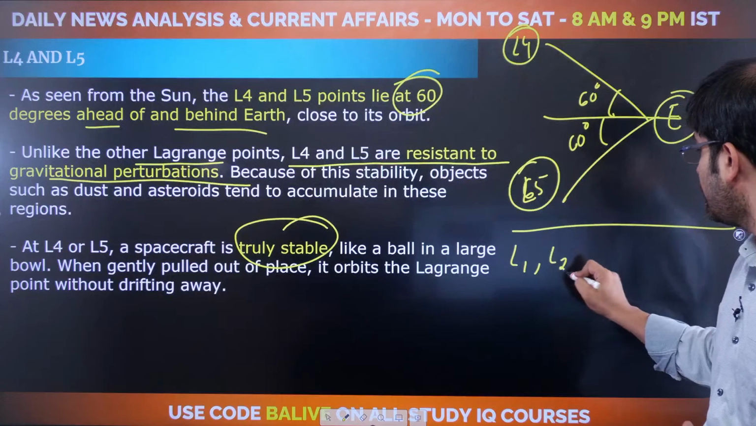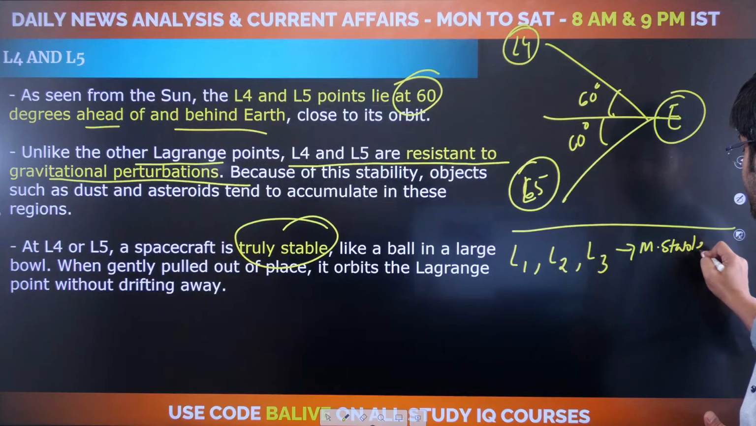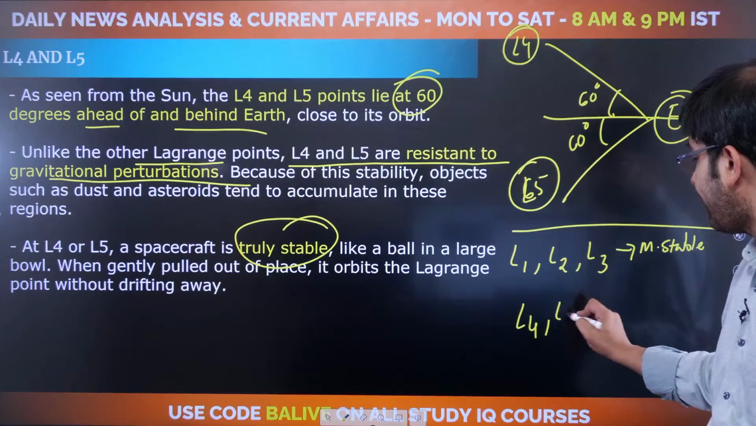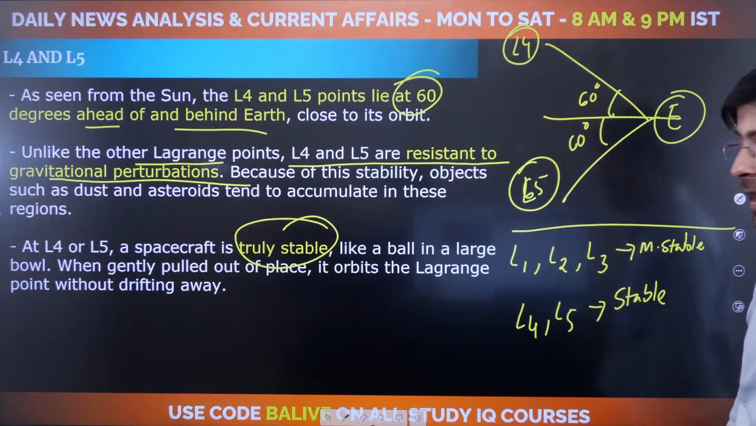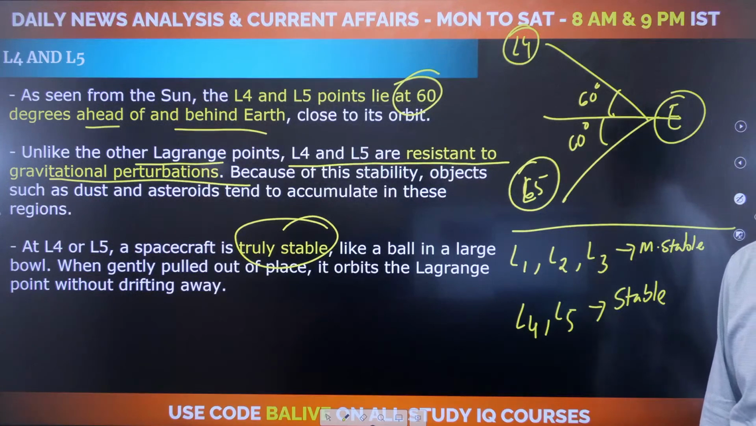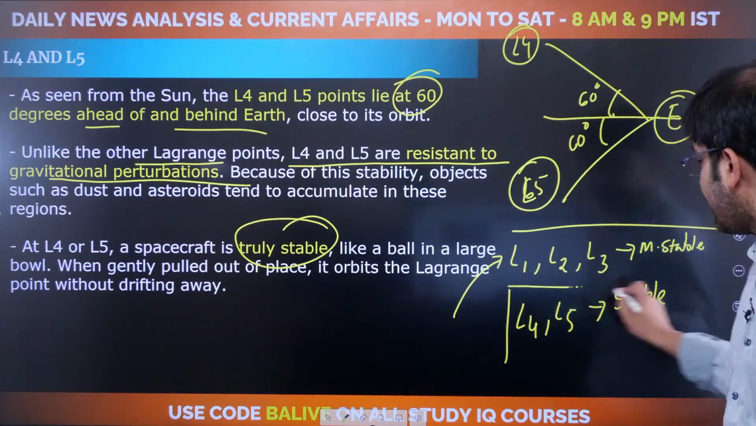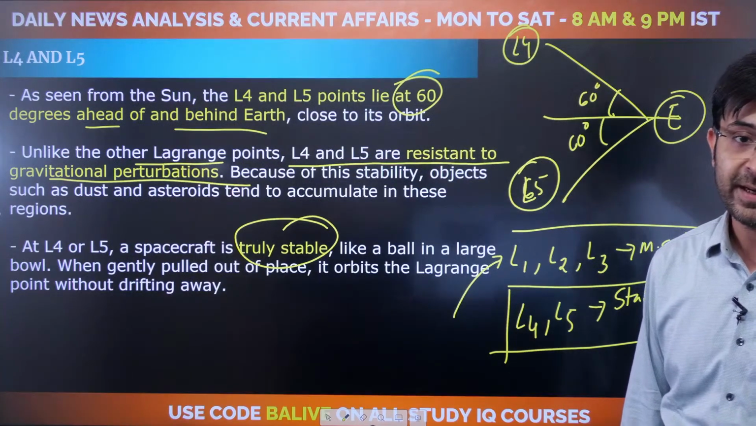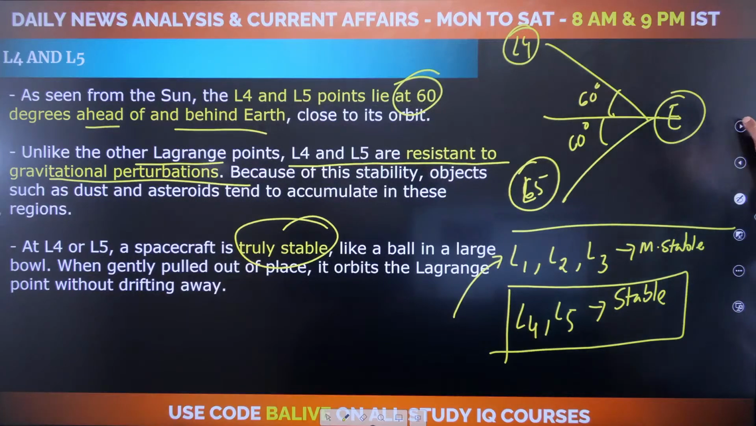L1, L2 and L3 are called metastable. Okay, you understand why? Because you're going to use your thrusters on a regular basis. L4 and L5 are completely stable. Where is the gravitational interaction of both bodies in a two-body system, the Earth and the Sun, being used extensively? Well, in these two. Here, you are excluded from the gravitational effects of both the bodies, which is why you are considered completely stable. Okay, is that clear?